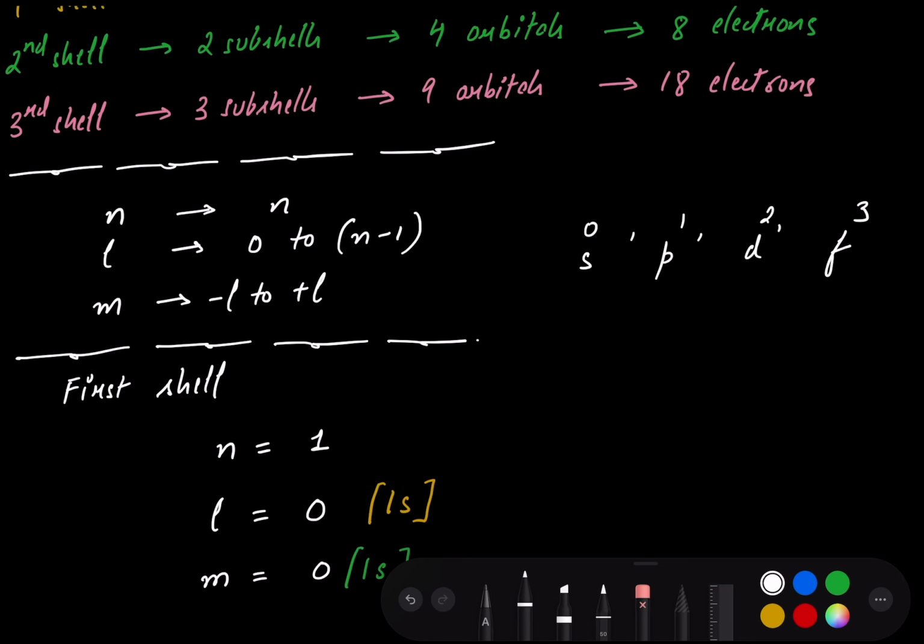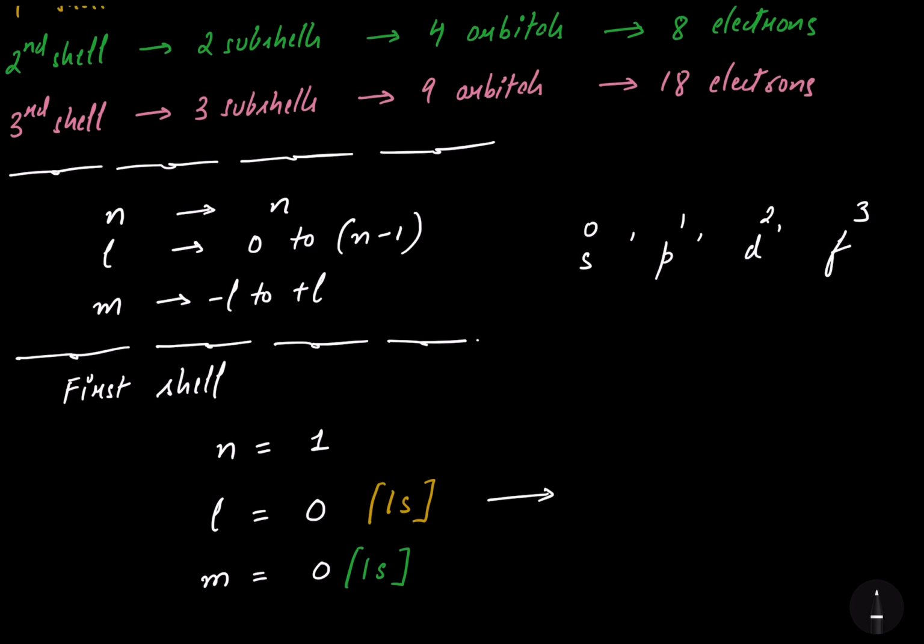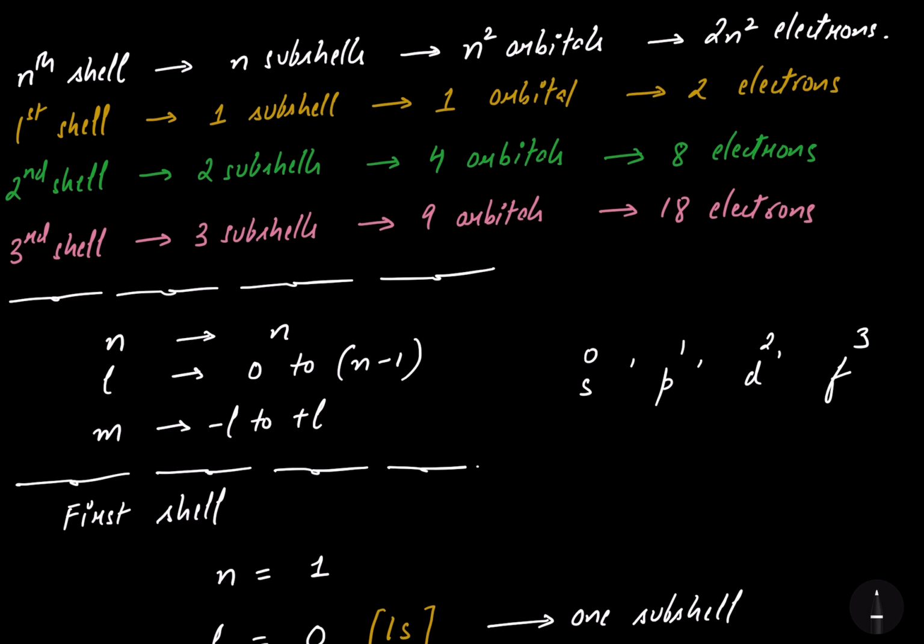Now what you can observe over here is that when the value of n was 1, the first shell, how many subshells did you get? Only one. How many orbitals did we get? Accordingly m, only one orbital. So hence the first shell will have one subshell, one orbital and 2 electrons, hence proved.